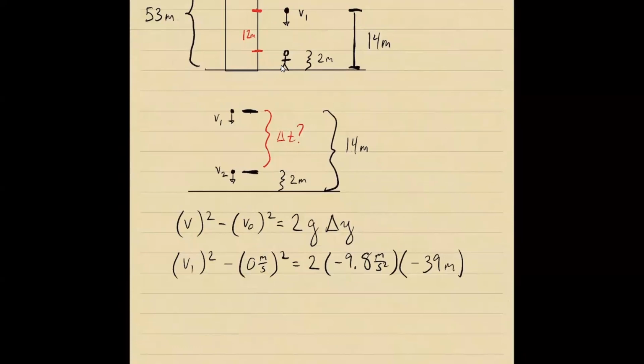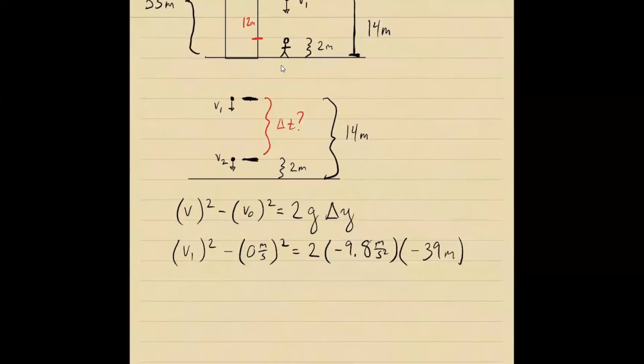Right. So 0 squared is just 0. So if I take the square root of both sides, we get that v1 is equal to the square root of the right-hand side. So the square root of 2 times negative 9.8 times negative 39.